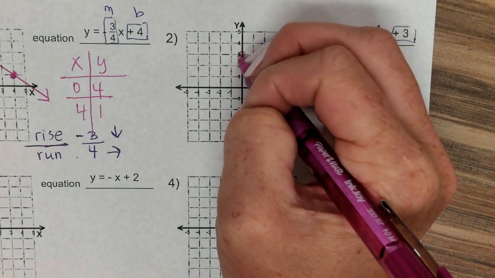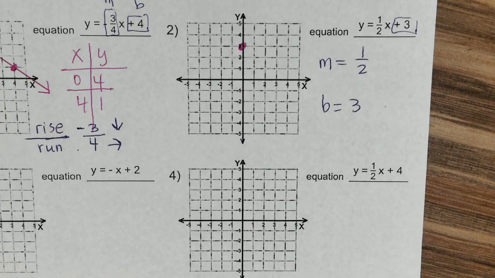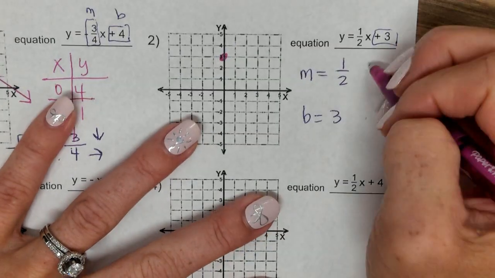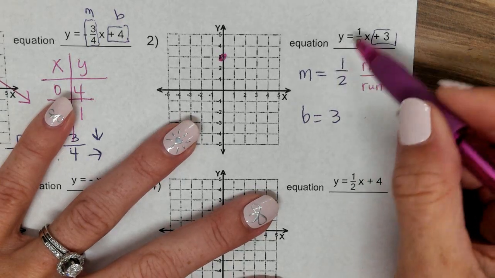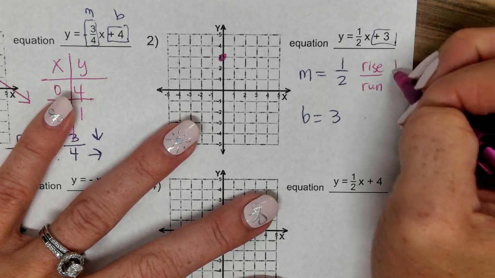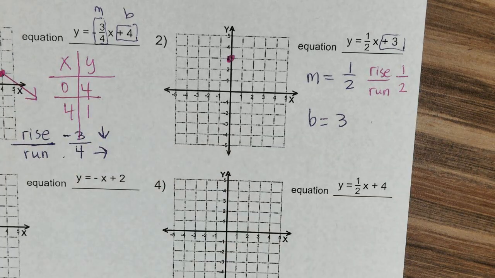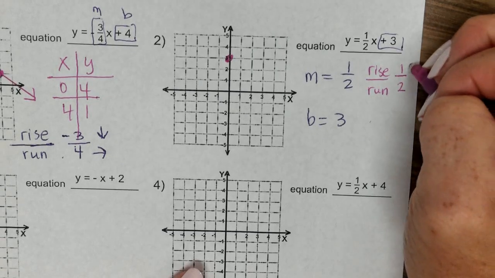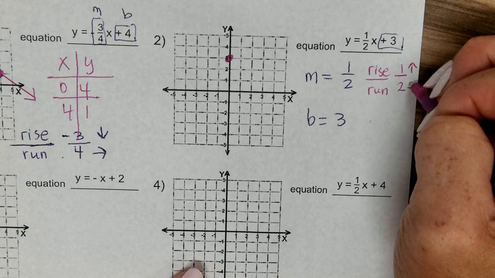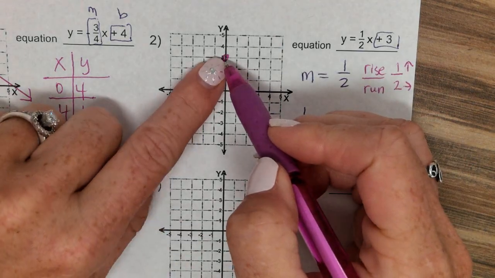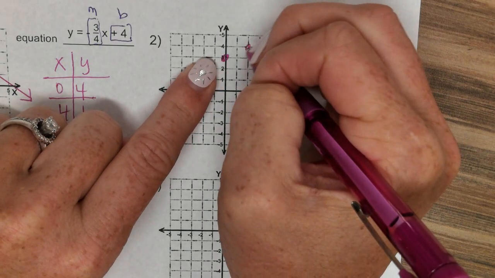Positive 3. To get my next dot, I'm going to rise over run. So write that down. I need a rise over run. They are both positive. So I'm going to rise 1. I'm going to run 2. Since my rise is positive, would I go up or down? Up. Since my run is positive, I go right or left? Right. So I'm going to start at my y-intercept. I'm going to go up 1, right 2, and that's my next dot.